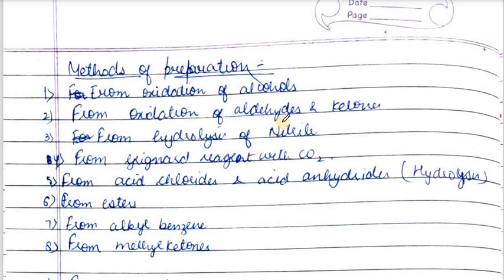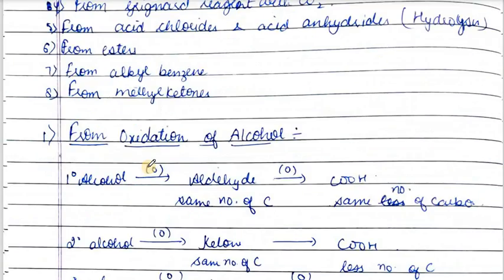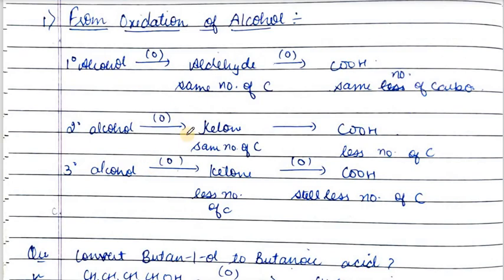Then from oxidation of aldehydes and ketones, from hydrolysis of nitriles, from Grignard reagents with carbon dioxide, from acid chlorides and acid anhydrides, from esters, from alkyl benzene, from methyl ketones. So there are a number of methods from which carboxylic acids can be prepared. So first is from oxidation of alcohols.